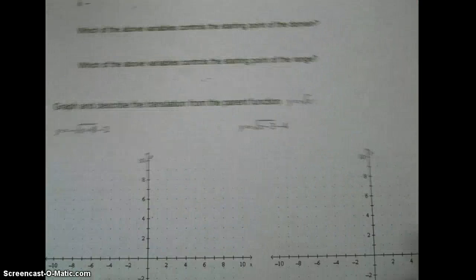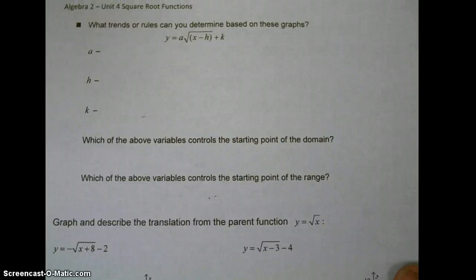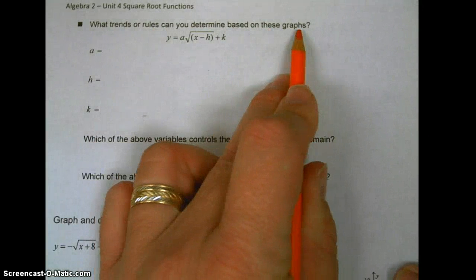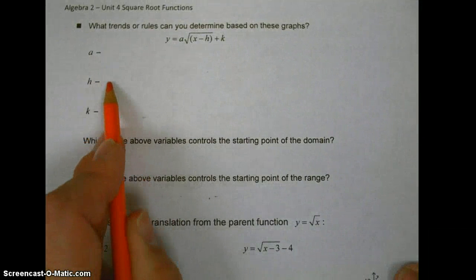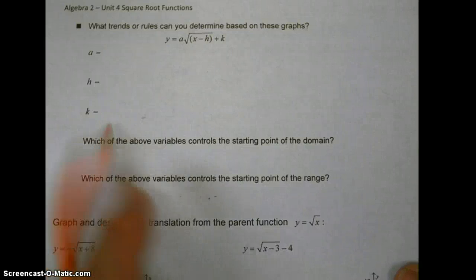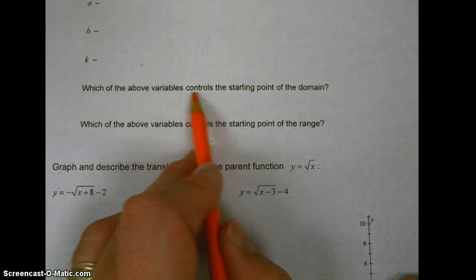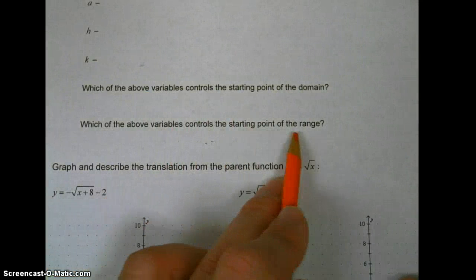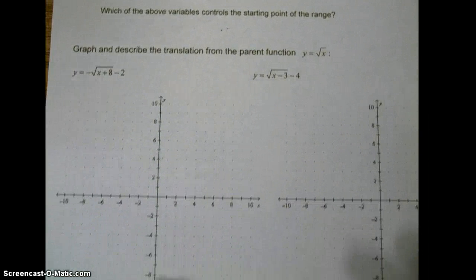Alright, let's go to the back. What trends or rules can you determine based on these graphs? I'm going to go ahead and let you fill that in. Hopefully you remember these from working with quadratics, what they do, which variables control the domain, which of the above variables control the range. I'm going to go ahead and let you answer those 2 questions.